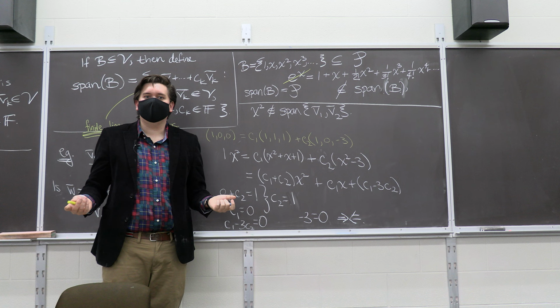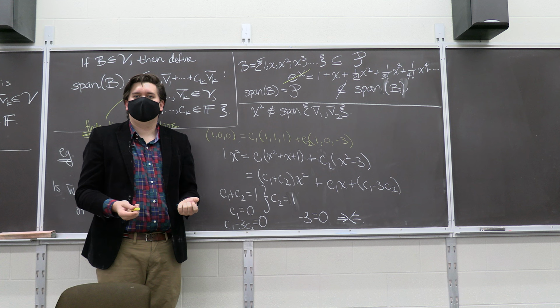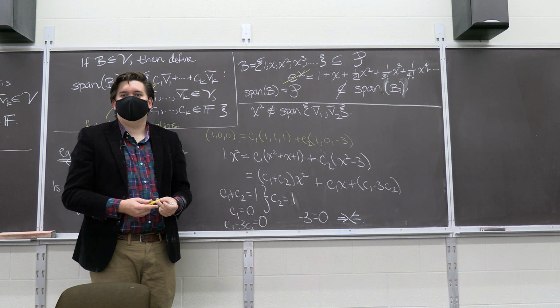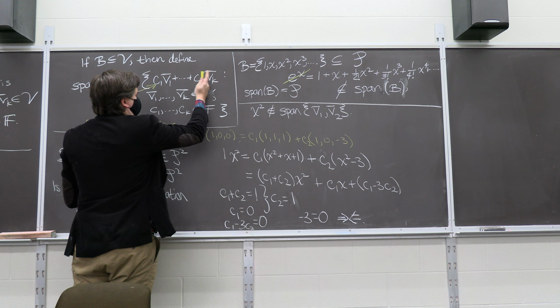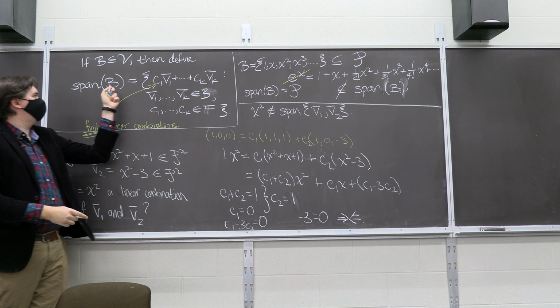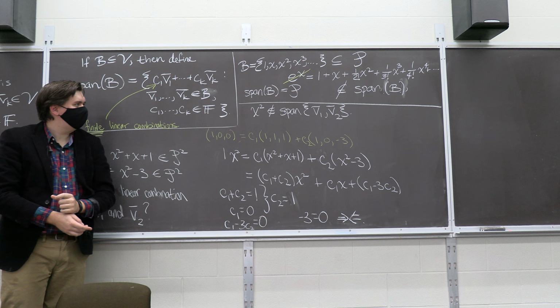Are we happy with that? Yeah. The span of B, what if the vectors of B, elements of B, not B? Oh, absolutely. This is a bad typo. Your span is linear combinations of elements of whatever your subset is. Yeah, good catch. Good catch. Okay. Good?